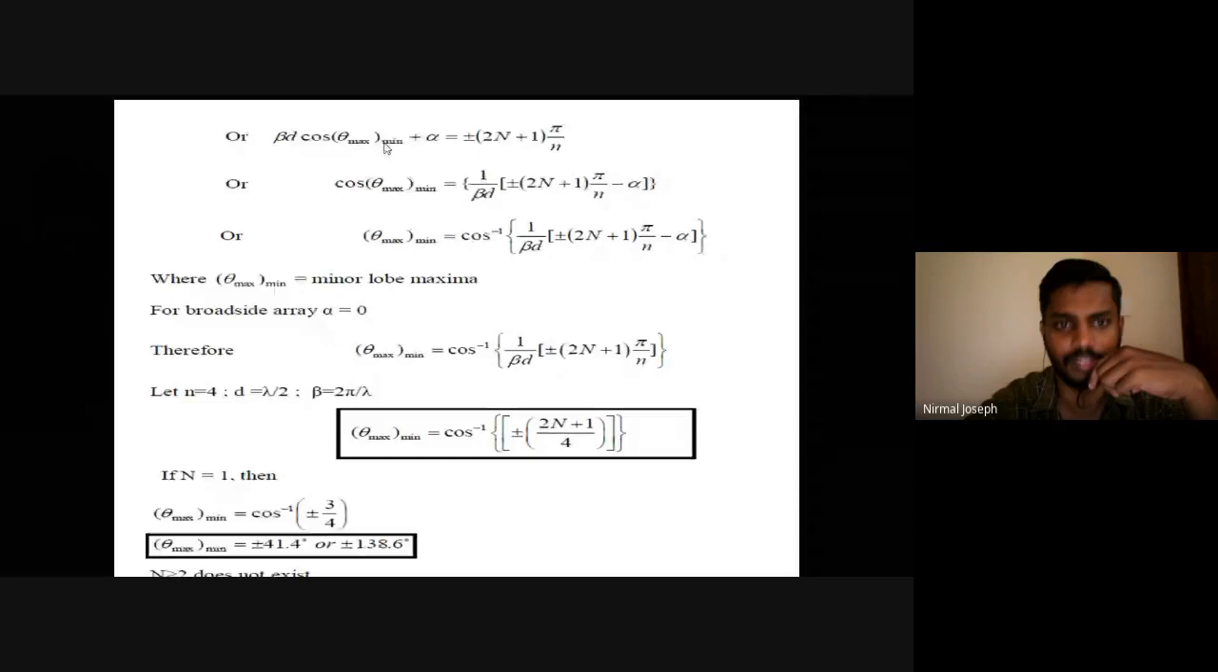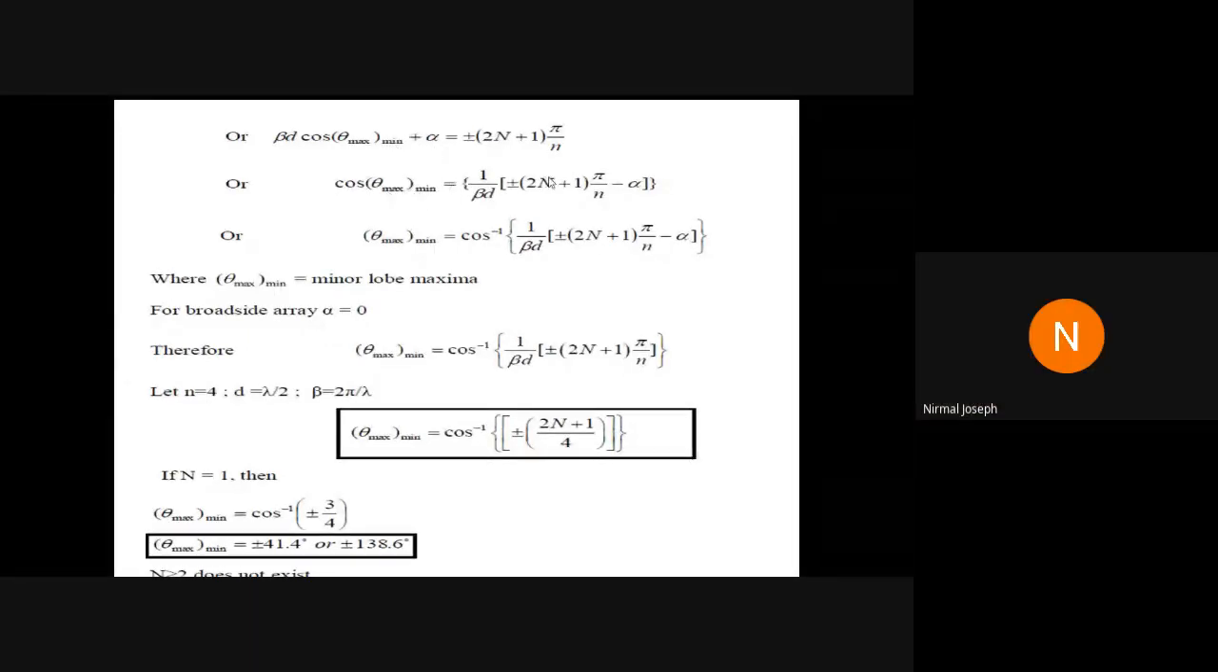Of minor lobe. So beta d cos theta max of minor lobe, just rearranging the equation, alpha will go this side, then just taking the cos inverse on both sides. So the equation will be reduced like this, where theta max of min is equal to minor lobe maximum. And for broadside array, we already know that alpha is 0. Just substitute that. Theta max of minor lobe is equal to cos inverse of 1 by beta d into plus or minus (2n plus 1) into pi by n. Okay, so this is a general expression.